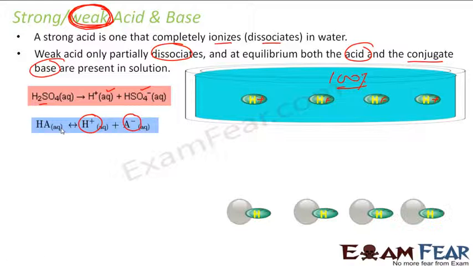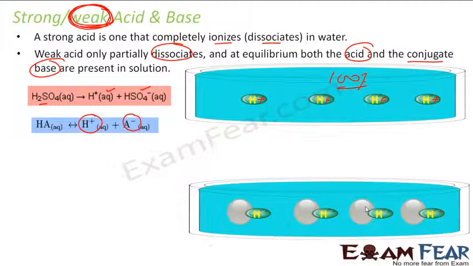Let's see what happens, for example, when I have a weak acid which has four molecules. I'm taking only four molecules. The moment I put it in water, only two are dissociated. Here we see 50% ionization. Two are still in HA form, and two got dissociated and gave H plus ions.